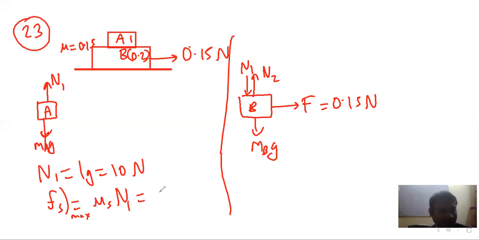Mu s N1, on calculation, comes out to be 0.15. In the given question, the friction value is 0.2, sorry. So friction value is 0.2. So I have to write here 0.2 into N1. N1 is 10. So 2 Newton. So the maximum value of static friction comes out to be 2 Newton. Now, based on this, let us do the calculations.